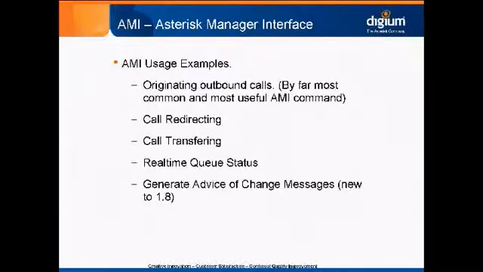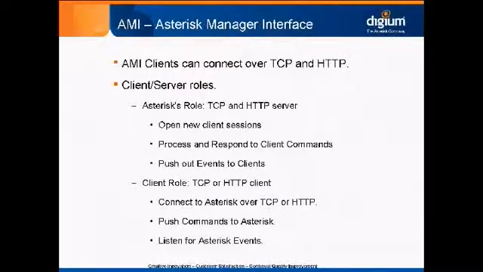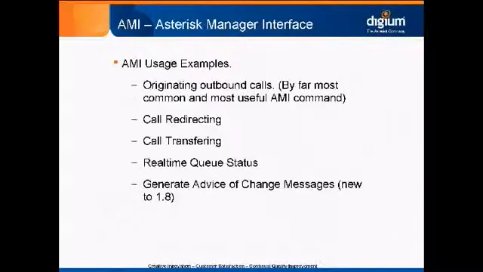Some usage examples. By far, I would say the most common usage of AMI would be to originate calls. You can originate outbound calls, and you can do call redirecting, call transferring. I think those are pretty much the same thing. But I've also seen people do some neat stuff with GUIs, looking at real-time queue status. And a new feature in 1.8, device state change messages. You can generate those, but that's kind of boring, so I don't want to talk about that. The first thing I think of when I think of AMI is click to dial, and that's just the tool you would use to click to dial.